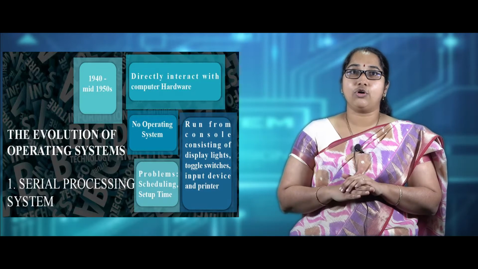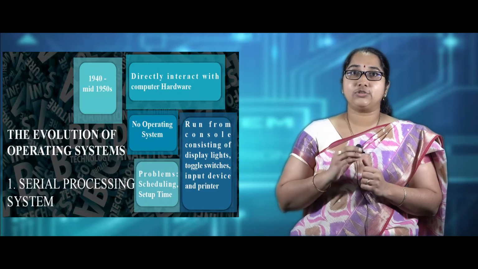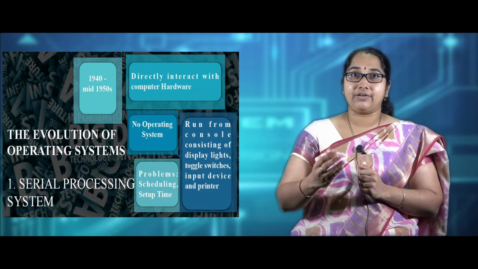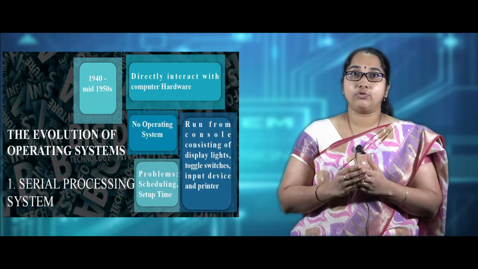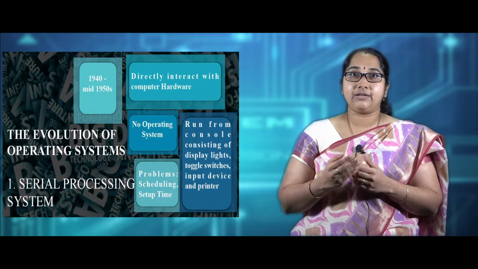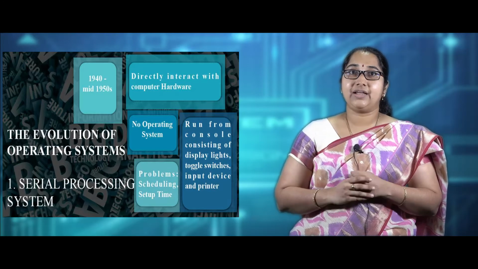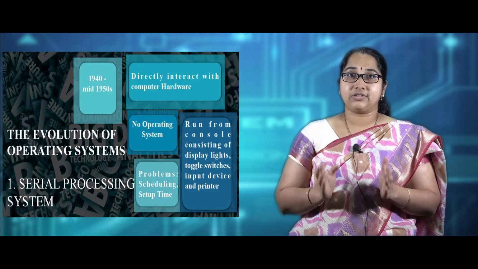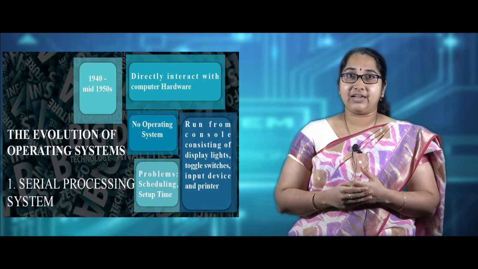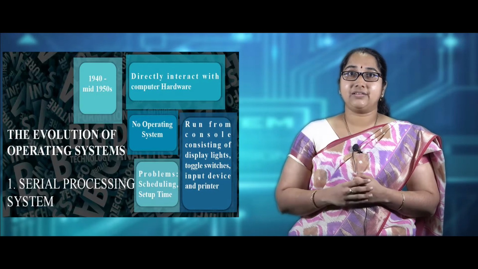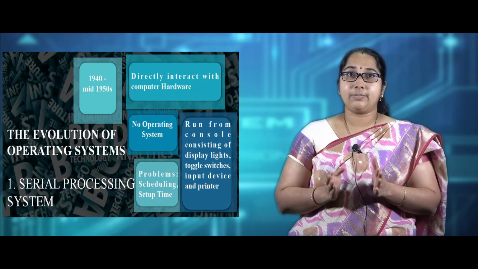In this case, there was no operating system present. The user has to directly interact with the hardware in order to perform some processing. For example, if a user had to do some processing, he will have to write the instructions in the machine language. In this case, the hardware was a console consisting of various toggle switches, display lights, various input devices, and the output device was a printer.